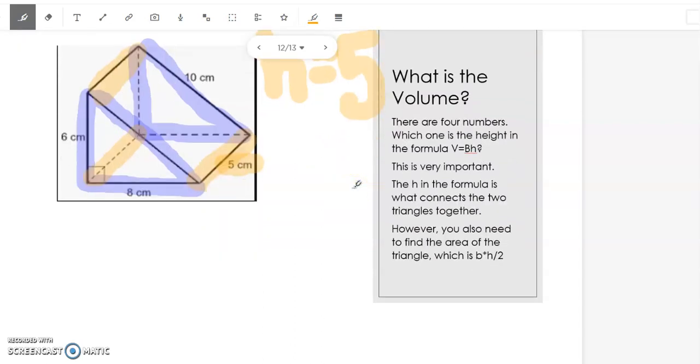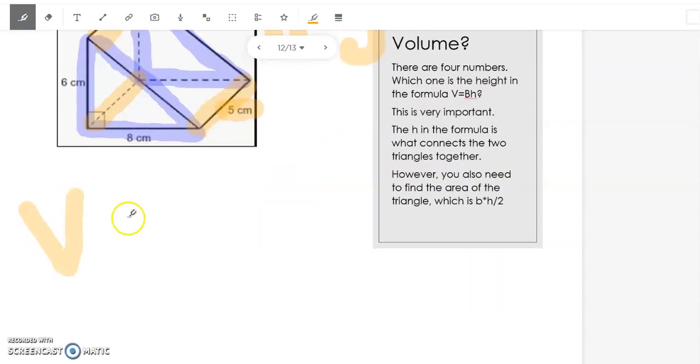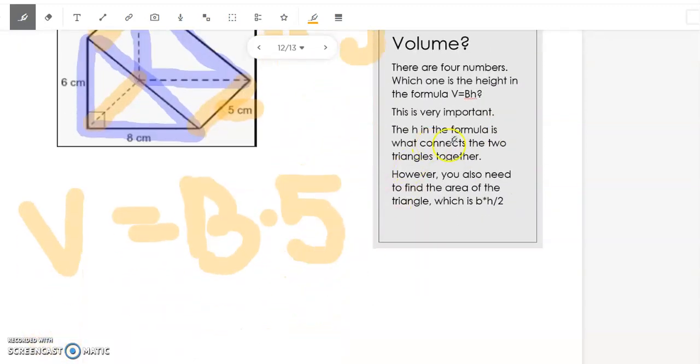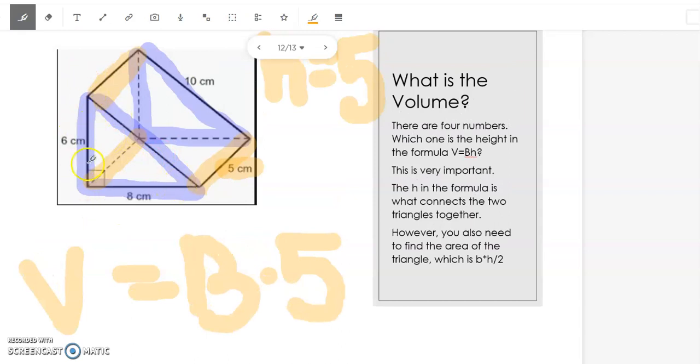Okay. So I have my formula, V equals, I know this number now. I can substitute in this 5 for that lowercase h. All right, now you also need a different height because you're finding area of a triangle. So what I like to do, I want to just take this triangle right here. I'll draw it down here. It's 6 by 8 and it has a right angle.